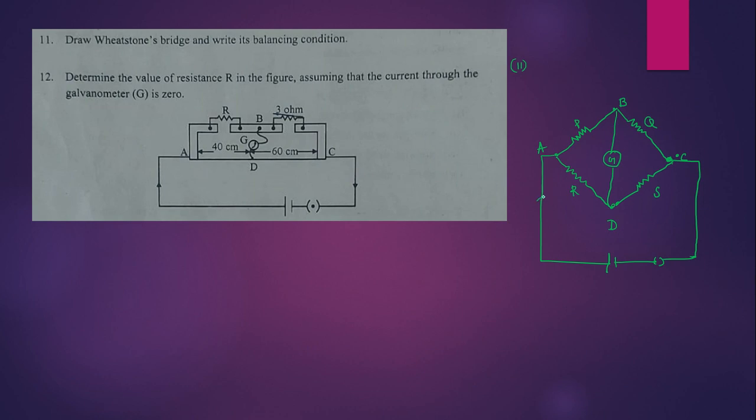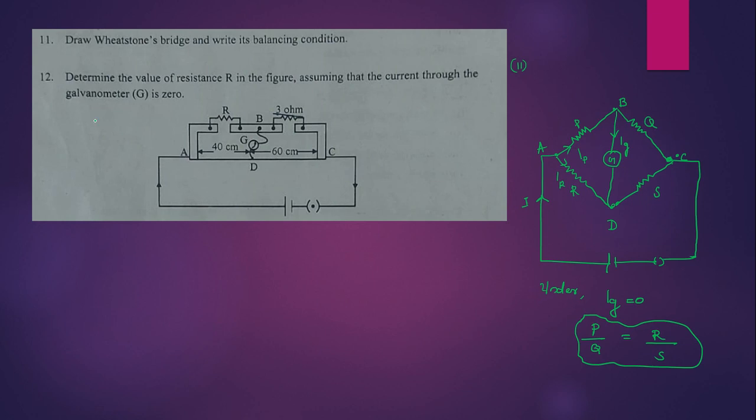So the total current coming from here is divided into 2, which we can say IP and IR. And that is the galvanometer current. So what is the balanced condition? Under the balanced condition, we know the galvanometer current Ig becomes 0. Then we have to say P by Q equals R by S. So that is the balanced condition.